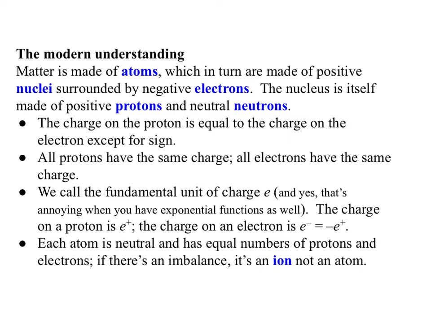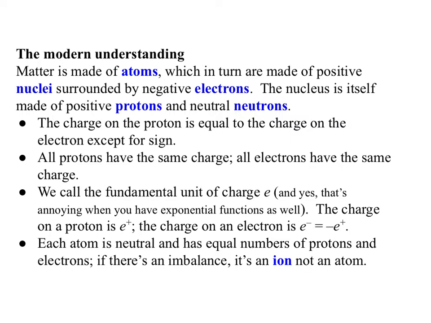Our modern understanding is that matter is made of atoms, which in turn are made of nuclei surrounded by negative electrons. The nucleus itself, being positive, is made of positive protons and neutral neutrons. The charge on the proton is equal to the charge of the electron, except opposite in sign. All protons have the same charge, and all electrons have the same charge, which is equal to the proton charge, but negative. We call the fundamental unit of charge E.